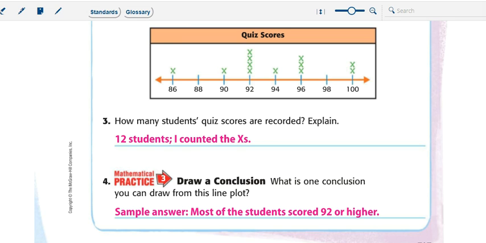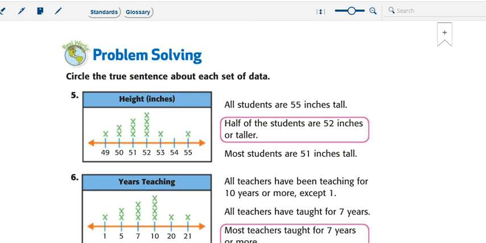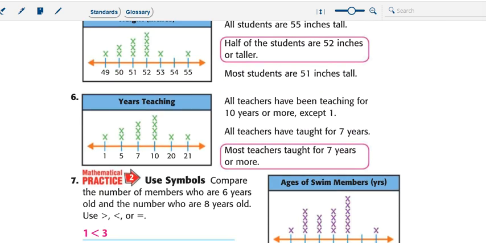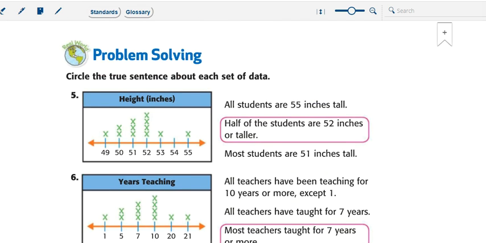Okay? Next page. Remember that problem solving, we do not do it. But let's do number 5 and 6, okay? We need to do this part. Circle the true sentence about each set of data, okay? We are looking at a line plot that includes height in inches. Now let's see the statements, and we have to circle which of the statements is true.